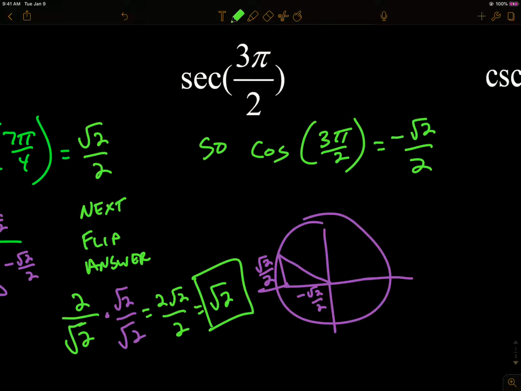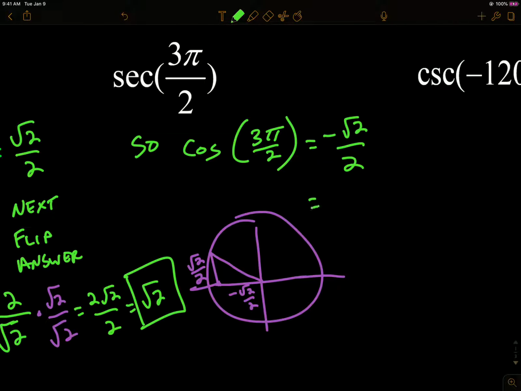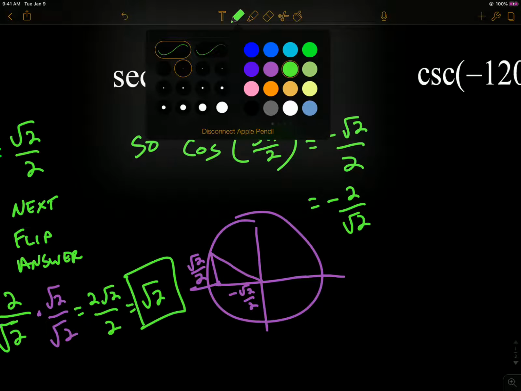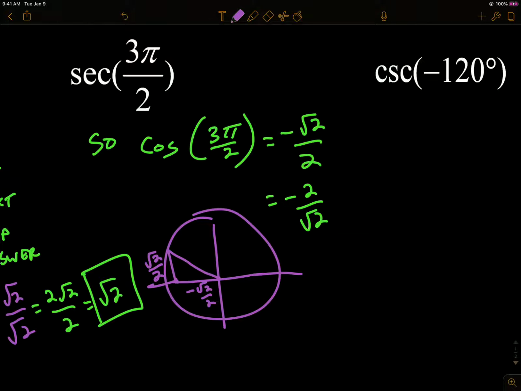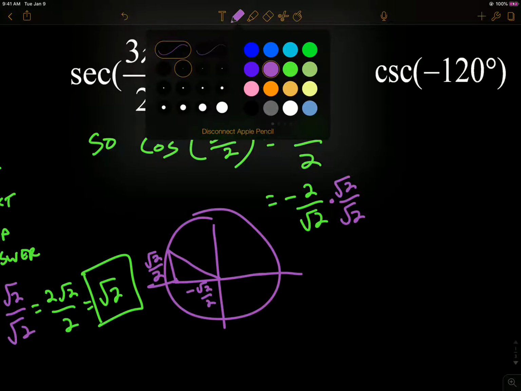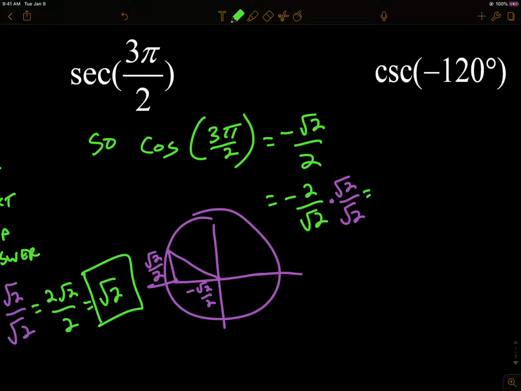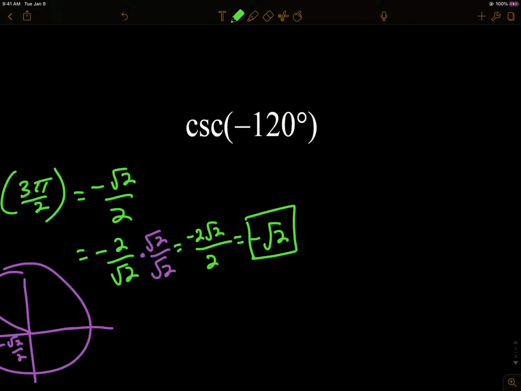And then since the secant is the reciprocal of cosine, we flip it. So now we got negative 2 over root 2. Again, we don't want square roots in our denominator. So we're going to rationalize by multiplying the numerator and the denominator by root 2 over root 2, and we get negative 2 root 2 over 2. The 2's cancel. We get negative root 2 for an answer.